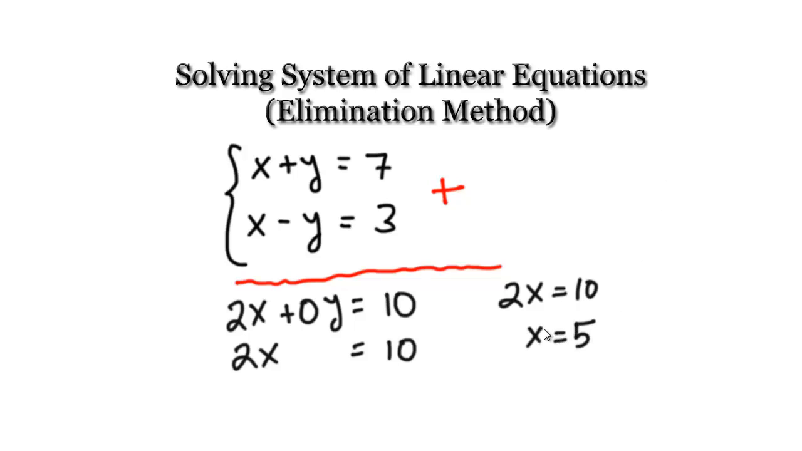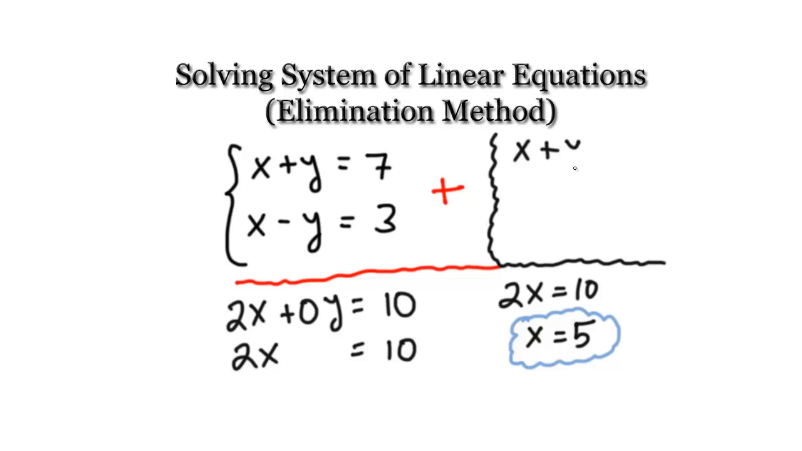Okay, so we found the x. Now we can go back and plug it back into either the first equation or the second equation to get the y. Okay, so I'm going to use the first equation and plug in x equals 5 into the first equation. So on the right hand side here, I'm just going to recopy the x plus y equals 7 equation, and now for the x, I'm going to replace that with the 5 that we just found. So let's do that.